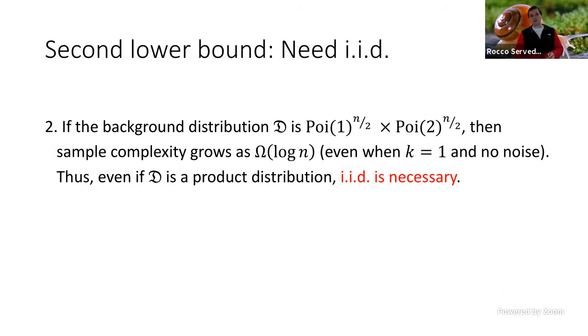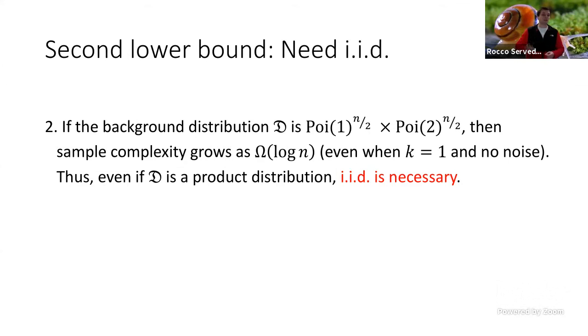The second lower bound result says it's really not enough to have a product distribution. You need an IID product distribution if you want, again, this constant sample complexity. So if it's not IID, if the distribution is allowed to even just have 2 different possibilities for what each coordinate-wise marginal is, say Poisson 1 or it could be Poisson 2, then again, it's provably impossible to have a constant sample complexity.